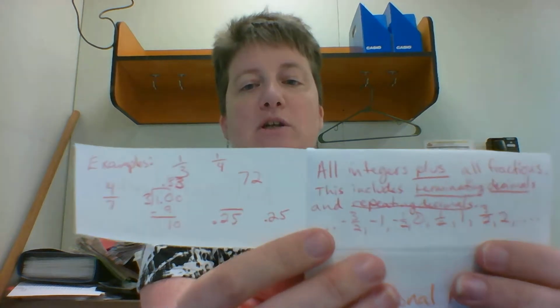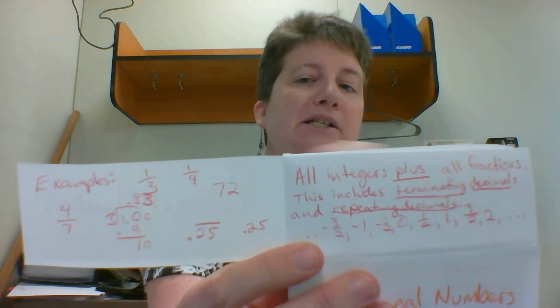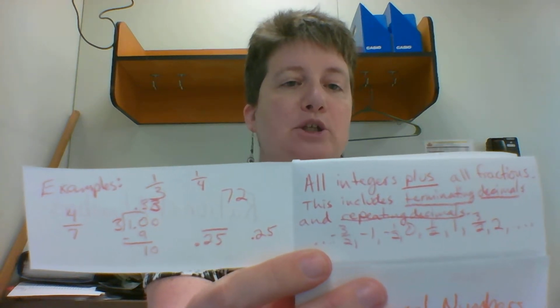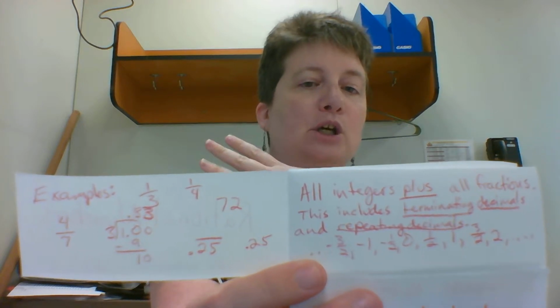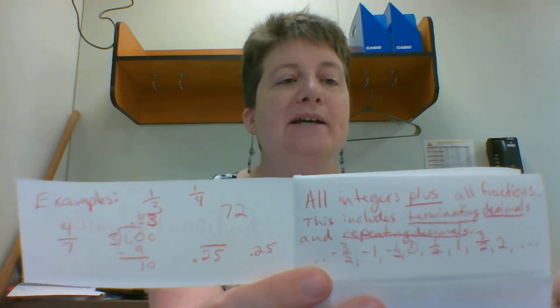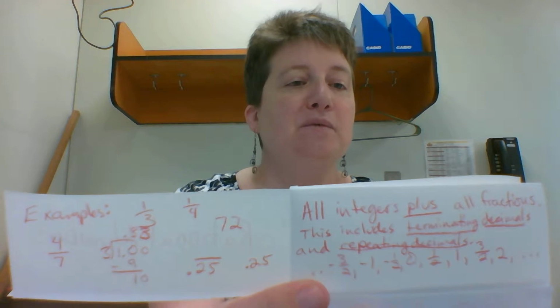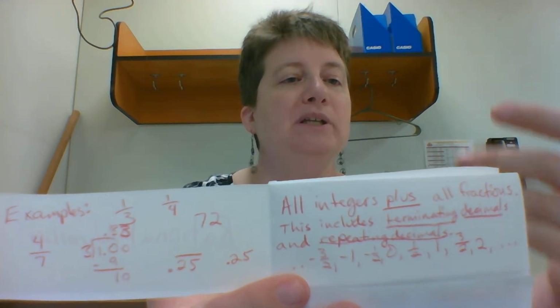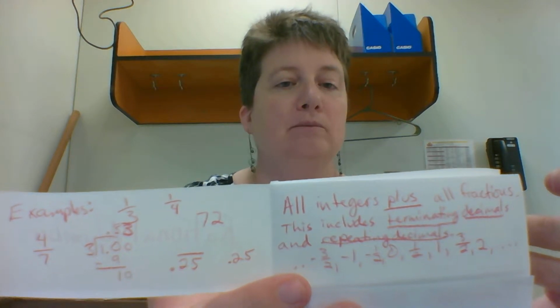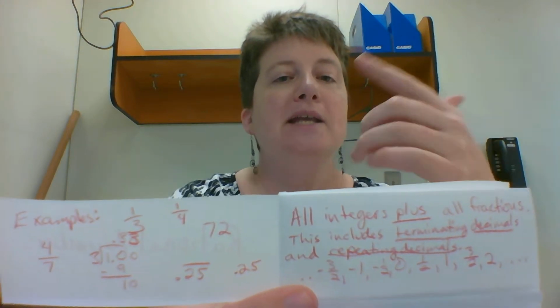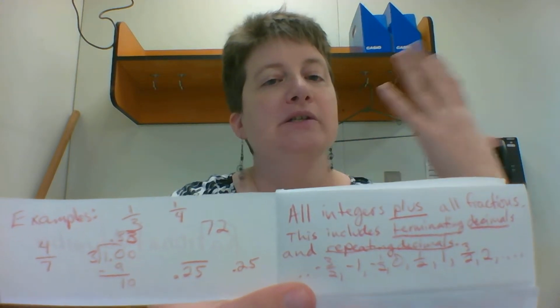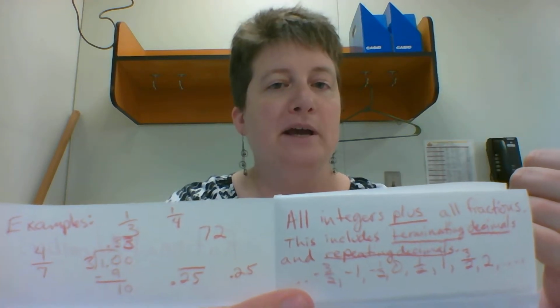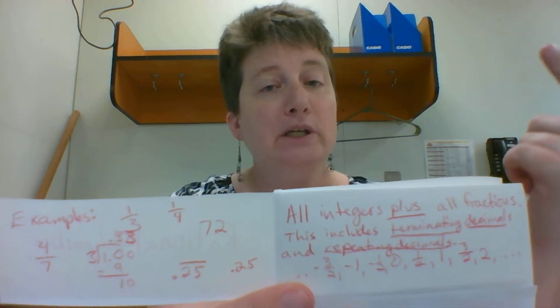Okay? Our next set of numbers that we have here are our rational numbers. And our definition of rational numbers is that it includes all of our integers plus those numbers that can be written as a fraction. And specifically, we're talking about a fraction where we have one integer being divided by another integer.